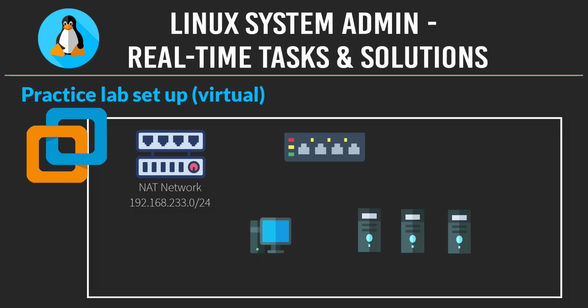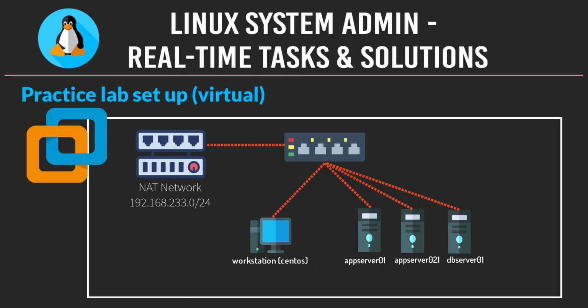Next, we will create our 4 virtual machines, one to be used as a workstation and the other 3 to be used as application and database servers. All the virtual machines will run the CentOS operating system. The workstation will have CentOS Workstation, which is a user-friendly CentOS desktop system for laptops and PCs. The workstation will be used to access the servers remotely via SSH, while the other 3 servers will be configured to run different services to perform different tasks.